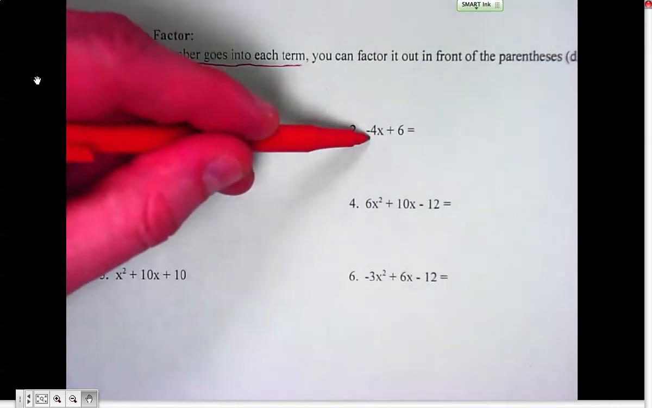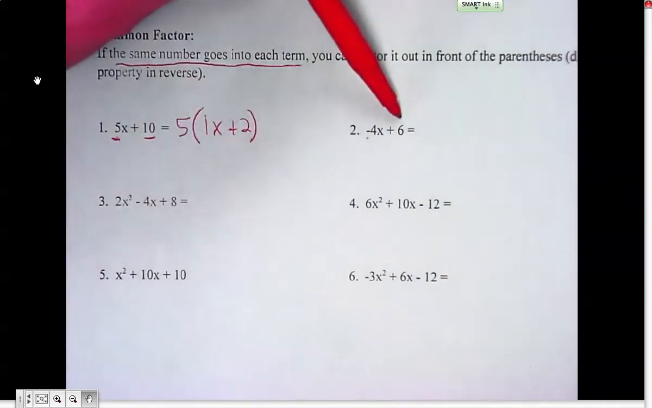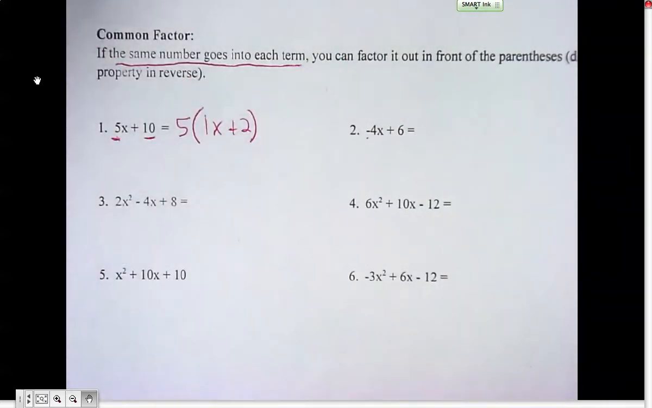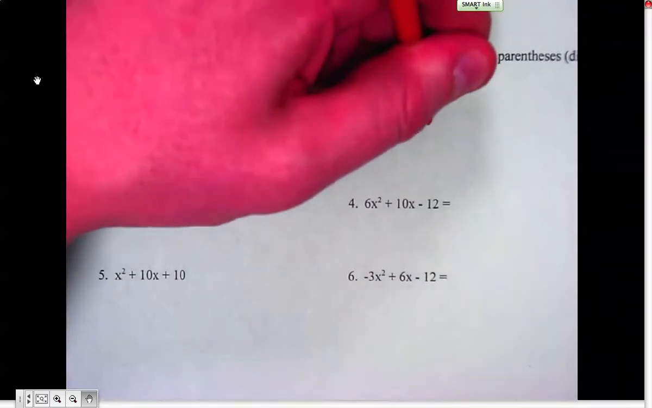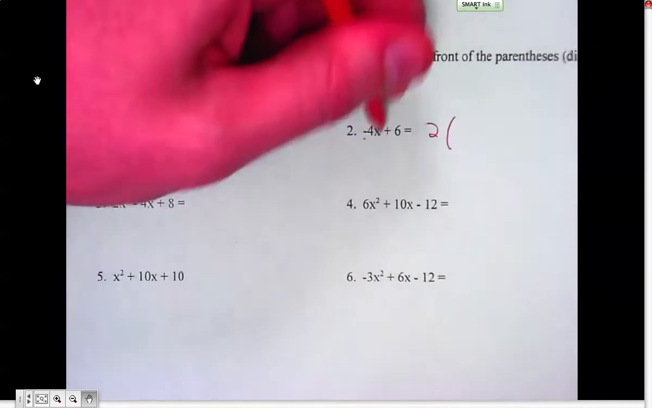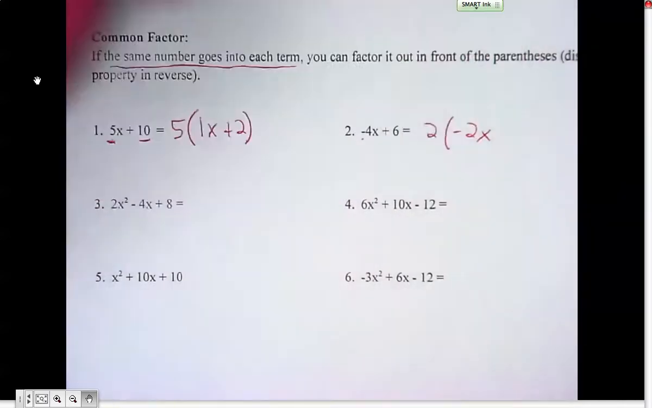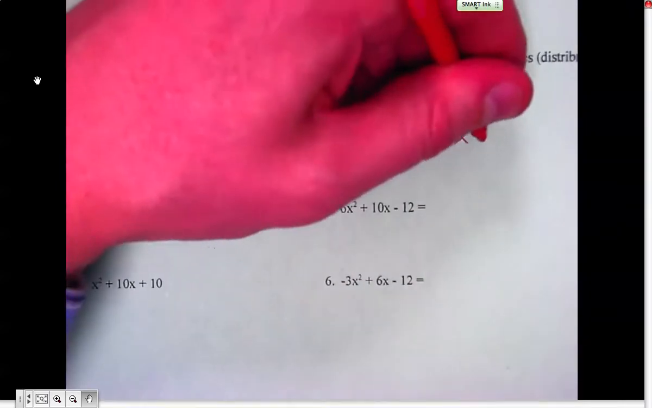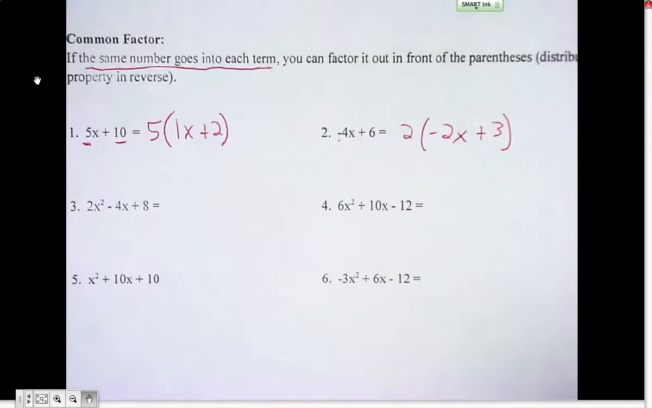On this one, when I look at -4 and 6, I'm looking to see what goes into -4 and 6. And so you can sort of pick either 2 or -2 in this case. Doesn't really matter. If I take a 2 out, when I divide by 2, I'm going to have -2x. And when I take a 2 out of the 6, I'm dividing and I get 3.